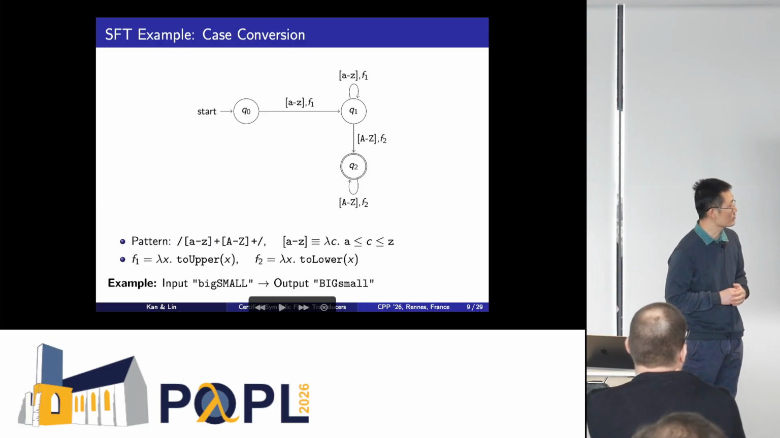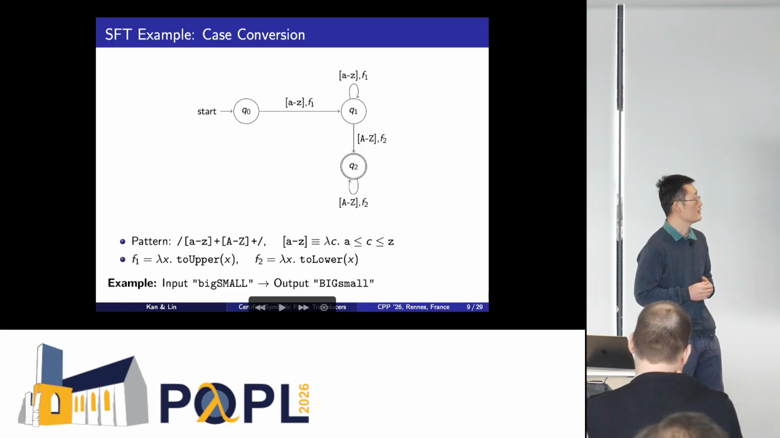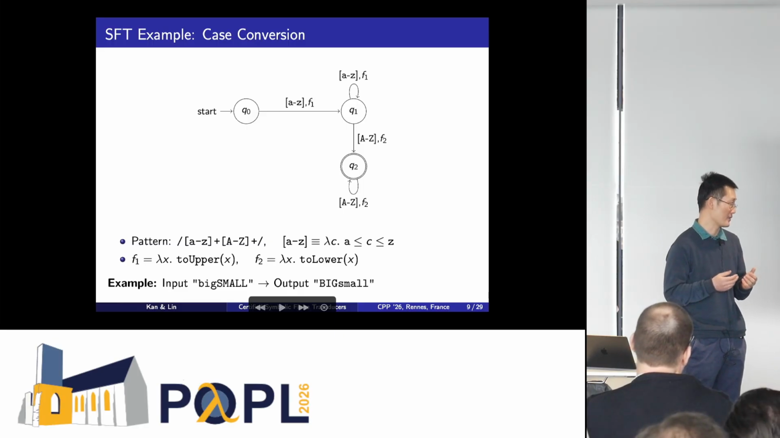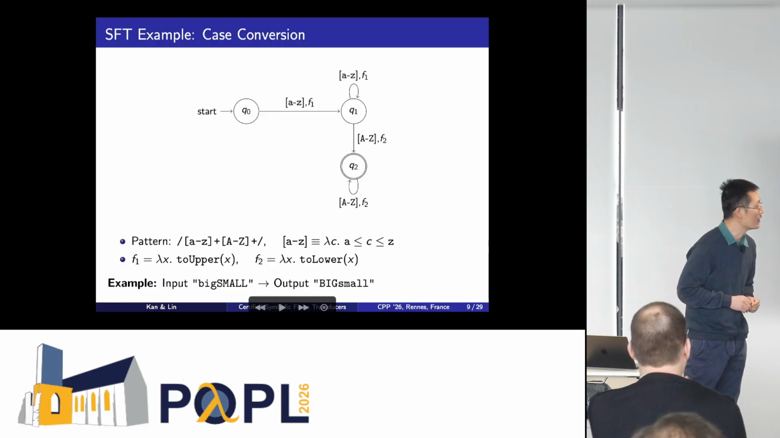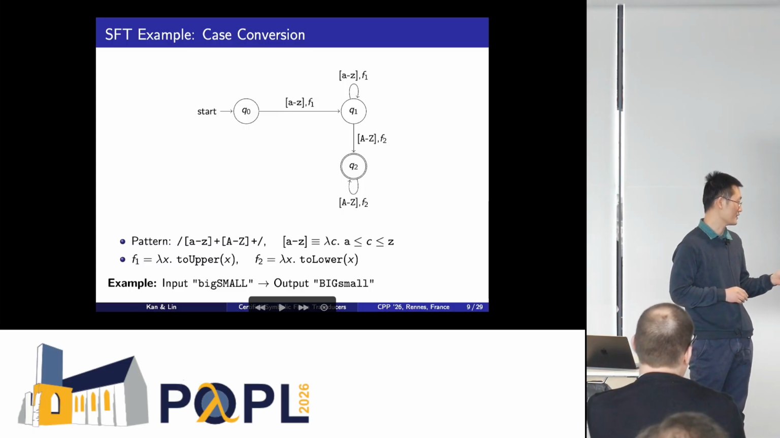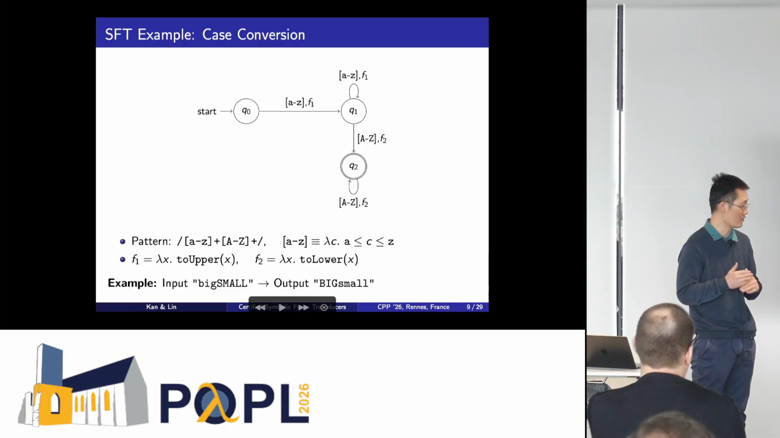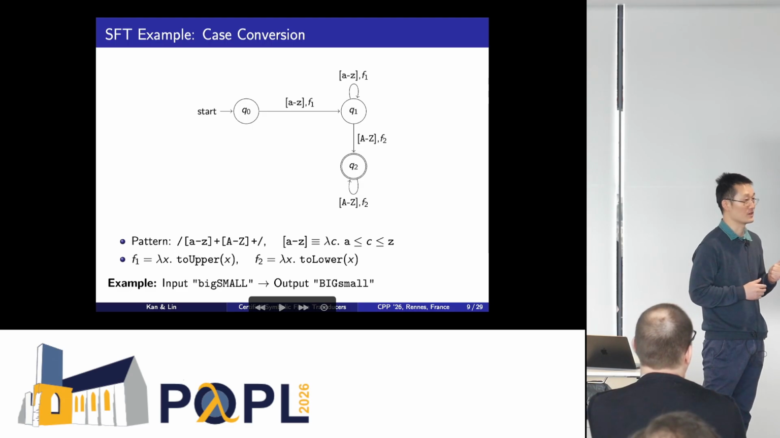So you can see that from Q0 to Q1, it tries to accept all the lowercase characters, and when it gets one, we output it through the upper function, changing it to its uppercase. Similar for the uppercase matching one. So, for example, when we input big small, the output is not big small, but it swaps the lower and upper cases. So this is another example of the transducers.